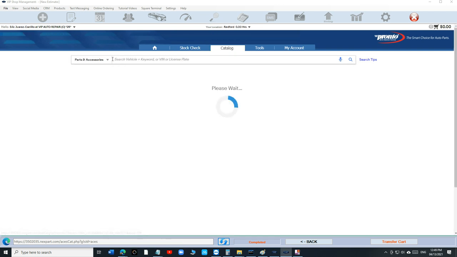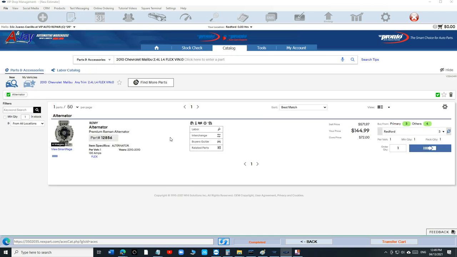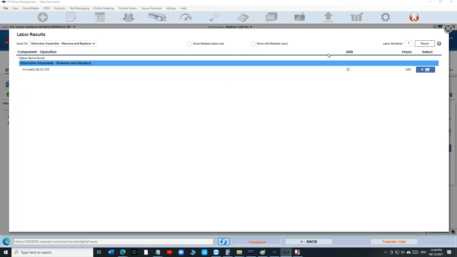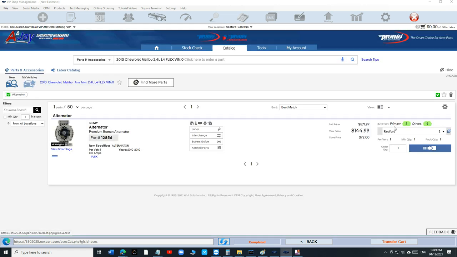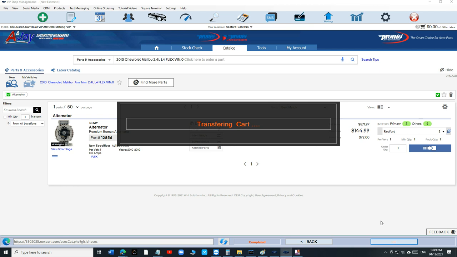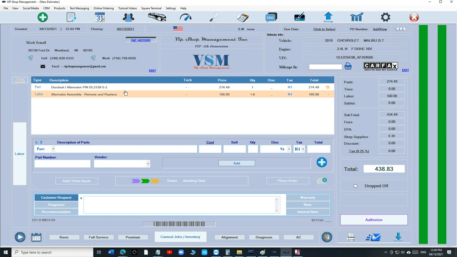Again, the beauty of it, it's selecting the vehicle automatically. So that's a huge step right there. I'm just going to grab the labor. It's 1.6. Click on transfer. And look what I did right now. I grabbed the parts from AutoZone and I grabbed the labor from NextPart. And that's brilliant. So I know this one, I'm making 57.